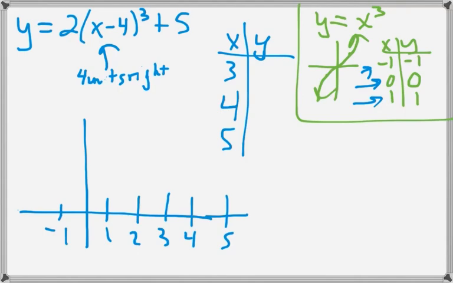Now let's look at the y values. So for the y values, that's being affected by anything that's outside of the cubing. So the 2 here and the 5 here are affecting the y direction. Now, notice between the 2 and the parentheses, there's no symbol. So that's multiplication right there. It's 2 times the stuff inside cubed. So that's your multiplication. That's your stretch factor there.